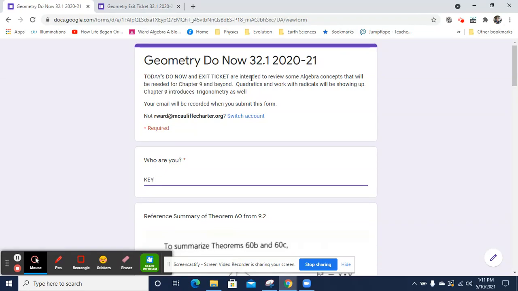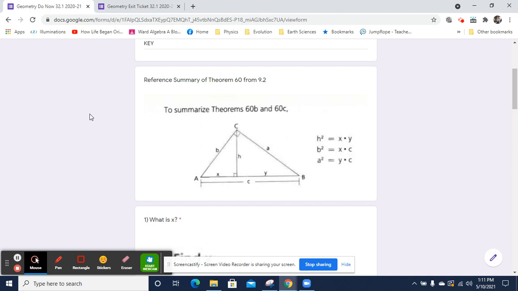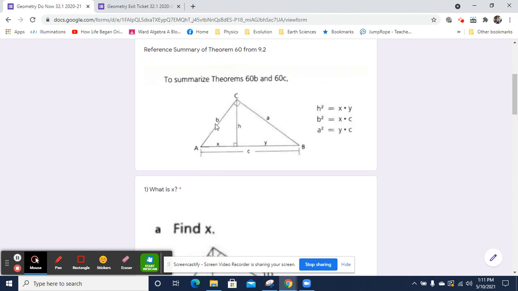This is a video key of TONOW 32.1, and I have summarized Theorem 60b and put all the labels of the x and the y and the c and the b and the a and the h and all that stuff, and I put the three formulas that come from this. H squared equals x times y, b squared equals x times c, and a squared equals y times c.